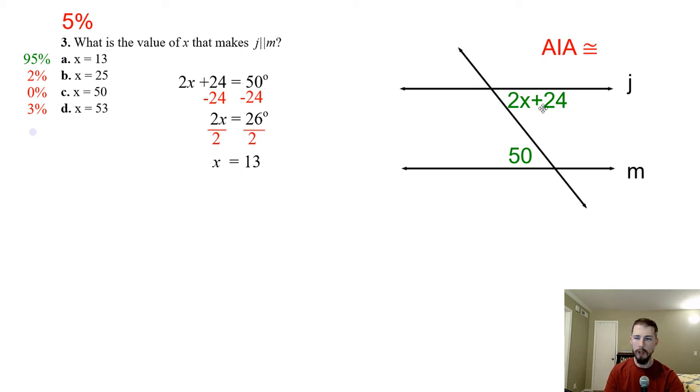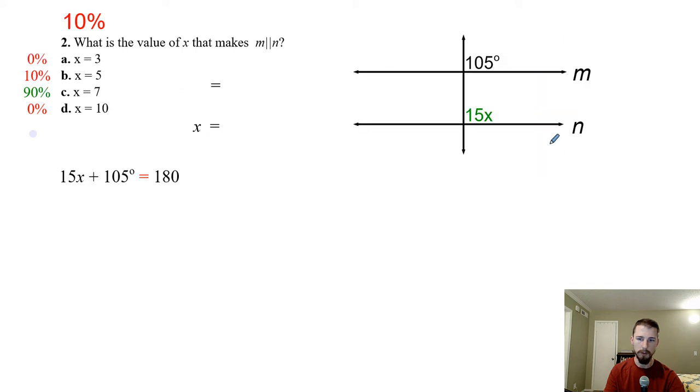If you said they were supplementary, like if they were same side interior, if this was over here, then they would be supplementary, but they're not. They're congruent because they're alternate interior. Now we know they're alternate interior again because they're on the alternate side of the transversal and the interior of the parallel lines. So I guess I could have shown that on the other one as well. Right, so these are corresponding because they're both on the top right.